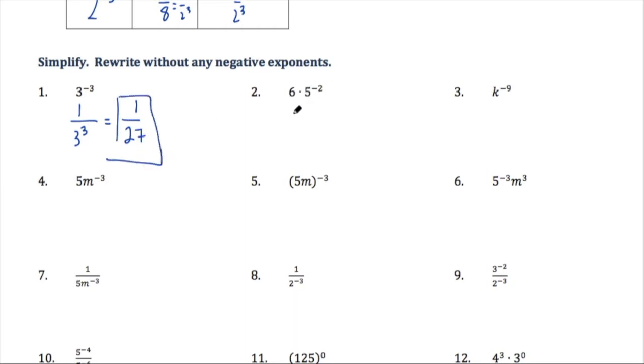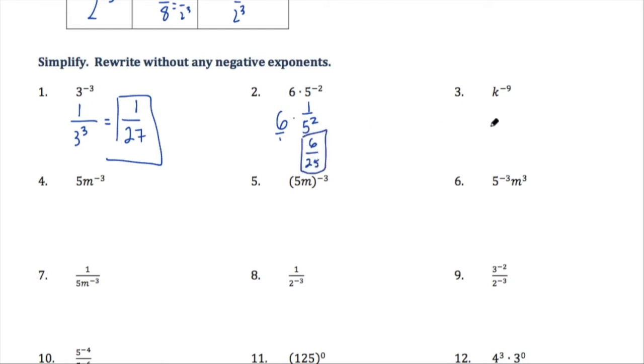Great. Here we have 6 times 5 to the negative 2. We'll get to the 6 next. But 5 to the negative 2 is 1 over 5 squared. Again, the negative exponent moved to the bottom and became positive. So 6 times, we can make that 6 over 1, 6 times 1 is 6, over 5 squared is 25.